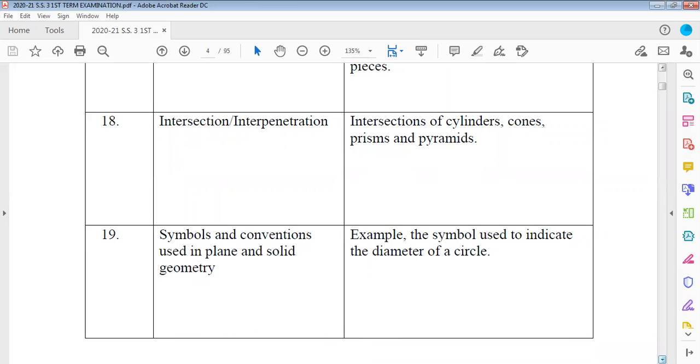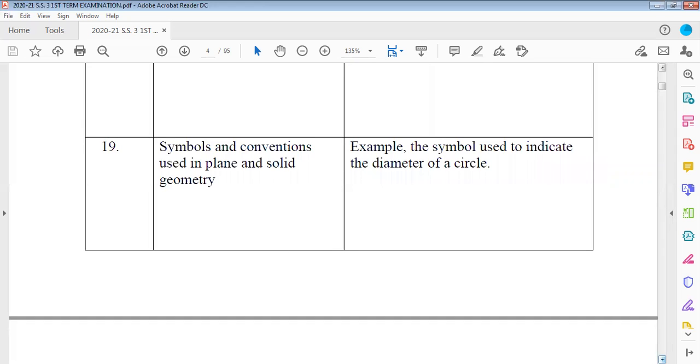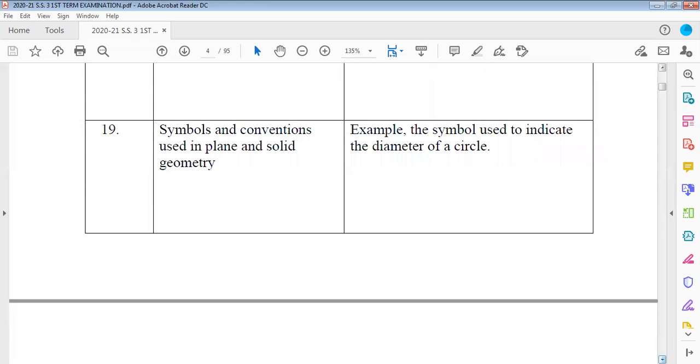Then the next is symbols and conventions used in plane and solid geometry. Very, very important. You need to be able to identify the symbols. How you can identify them, and also try as much as possible to sketch them. How you can sketch them, you need to work on that too.